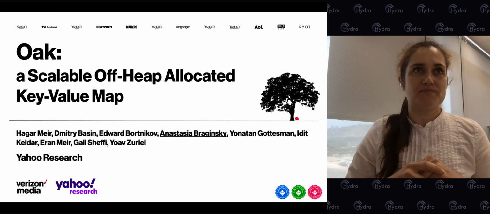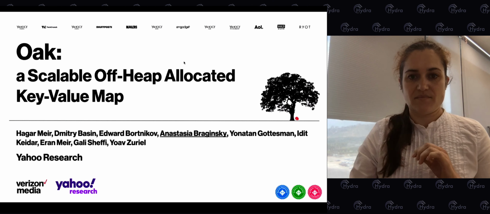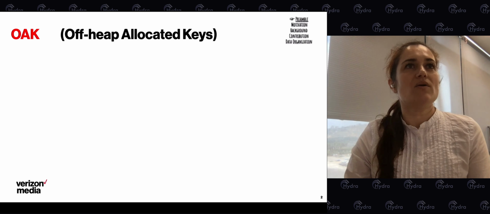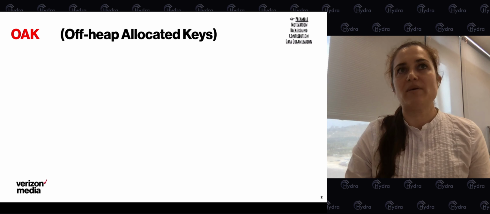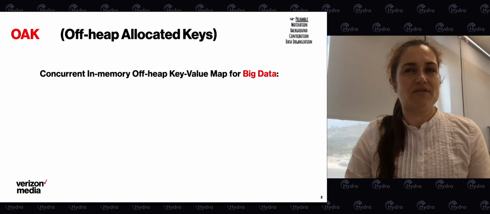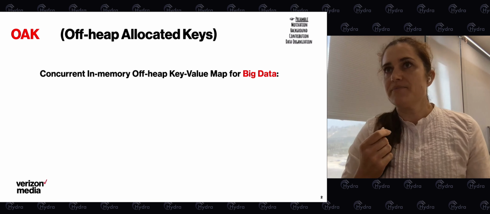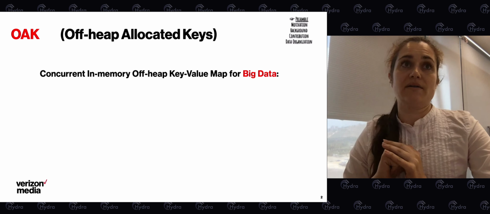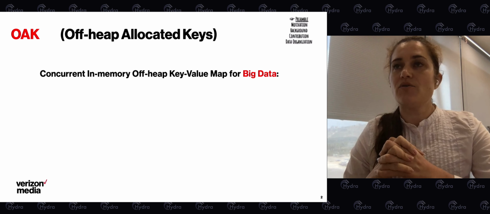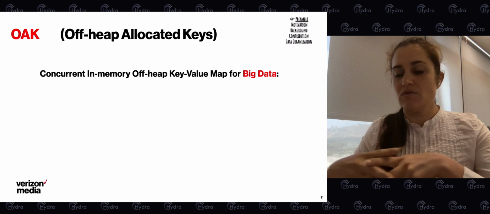So I'm going to show you. Let us start. Okay, so Oak is actually an abbreviation for off-heap allocated keys. And I'm going to really briefly explain what it is. It's actually a key-value map. It's in memory. It's concurrent, of course, highly scalable. And it was designed for big data. Big data meaning above 50, 100 gigabytes and more.